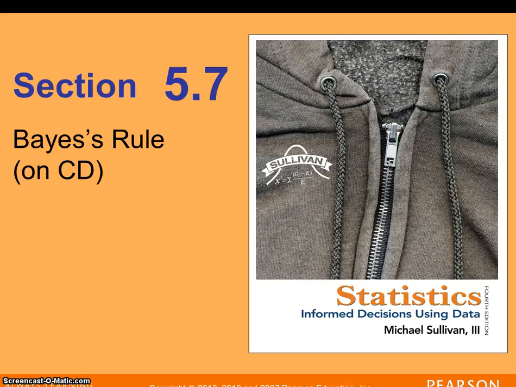Okay, well that pretty much finishes up that section. The last section is optional, and it's on the CD that comes with your book. We haven't talked about what are known as Bayesian statistics. We've been looking mainly at Fisherian statistics. But if you want to learn more about Bayesian statistics, you can take a look at 5.7, but we're not going to cover that.